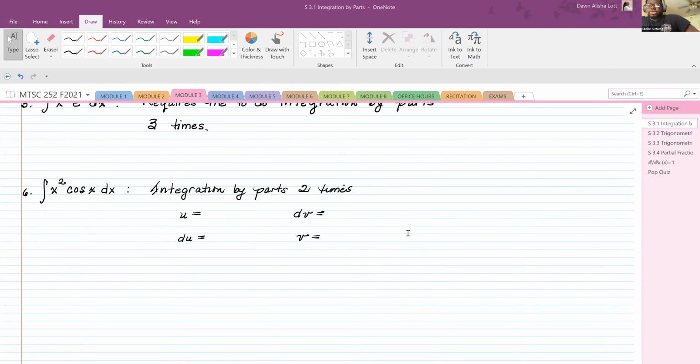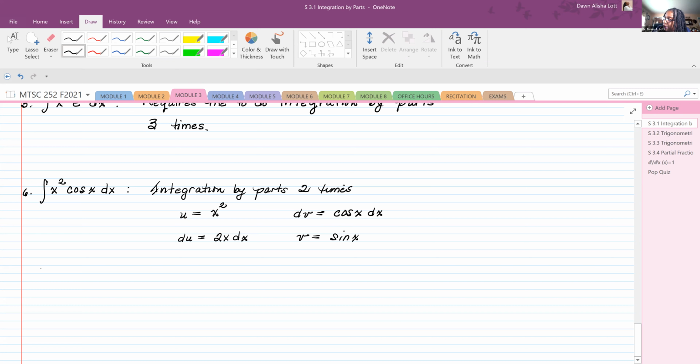So u, dv, wouldn't it be u, v, and... U is x squared. Go ahead. And dv is cos x dx. Got the whole thing. Keep going. du is 2x dx. And v is... wouldn't it be sine x? Sine of x. Okay, good.